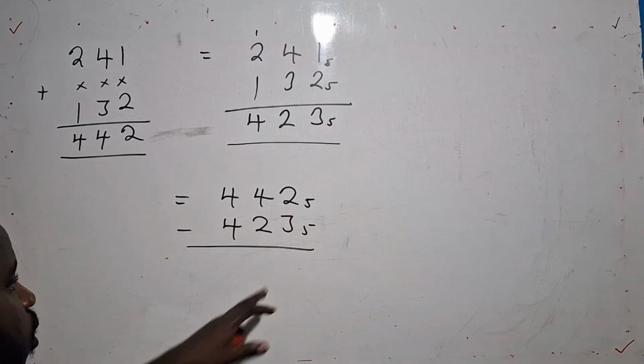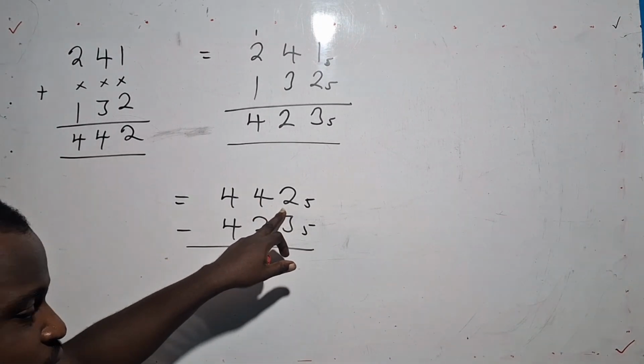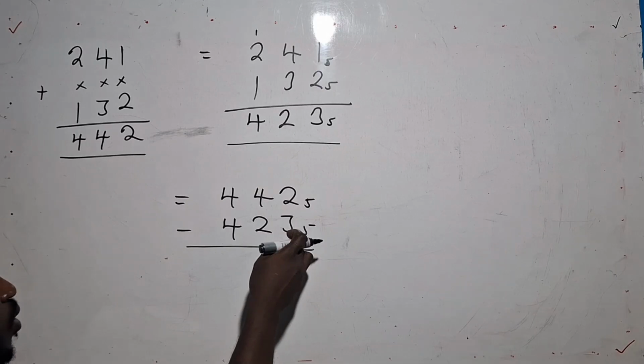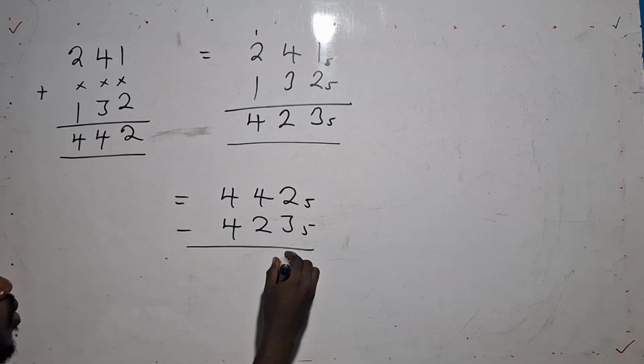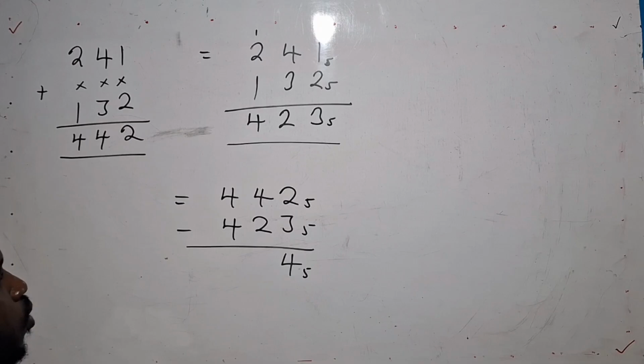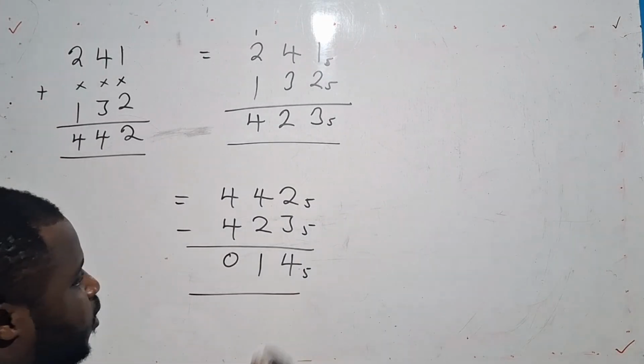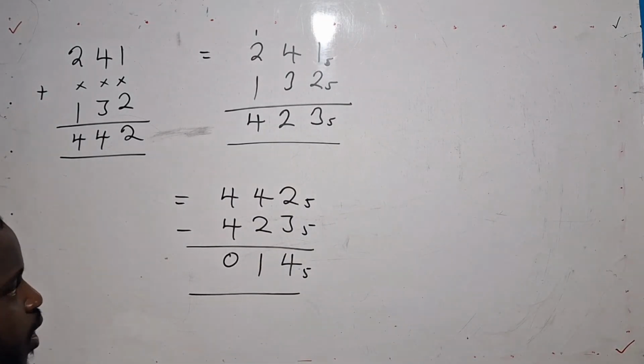Now let's look here. We can't subtract 3 from 2. We borrow 1 here, and the 1 is 5. So 5 plus 2 is 7. So 3 from 7 will give me 4 in base 5. Then here has left 3. 2 from 3 is 1. Yes, then 4 from 4, 2 is 0. So this is my final answer.